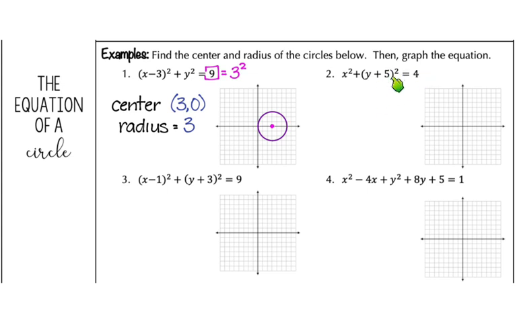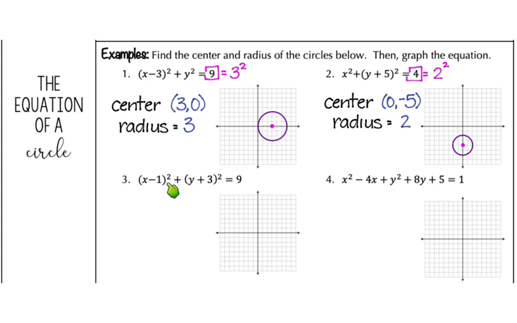In problem number 2, I'm noticing here this equals 4. Remember, that's not 4, it's 2 squared. But I'm also looking at what is the center. What am I subtracting from X? What am I subtracting from Y? So, while this is 2 squared, it equals not 4, but 2 squared. I'm not subtracting 5. I'm subtracting negative 5 from Y. So my center is 0, negative 5. My radius is 2. And I graph my circle.